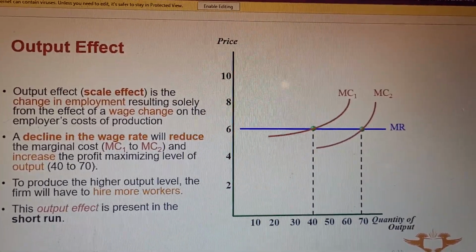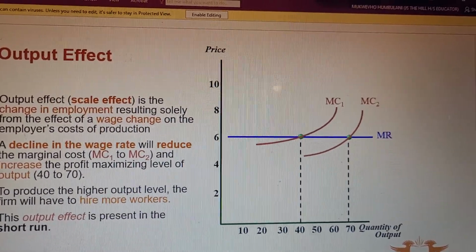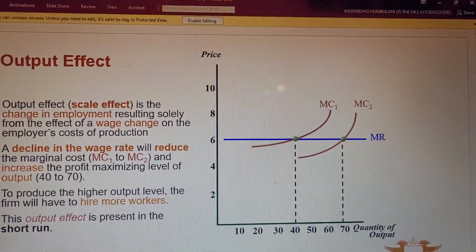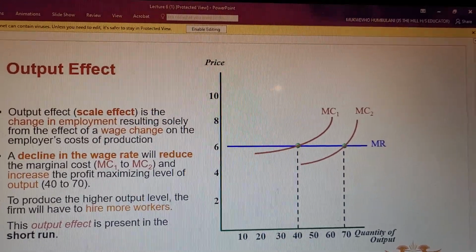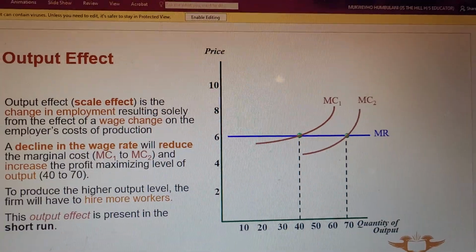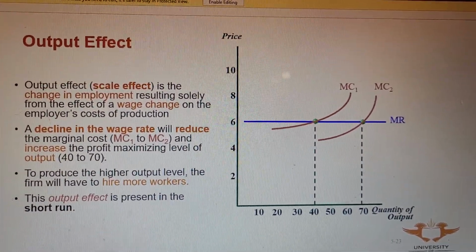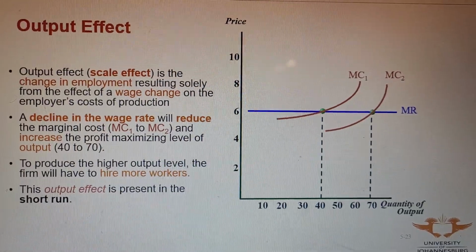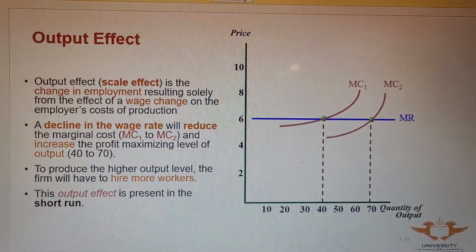Again, just write what you see. You say the shift is from MC1 to MC2. This is due to a decline in wage rates, change in employment, means that they have to hire more workers, wage change, decline in wage rate. So, you should get your marks, and then the output effect is present in the short run. So just remember that it's present in the short run.